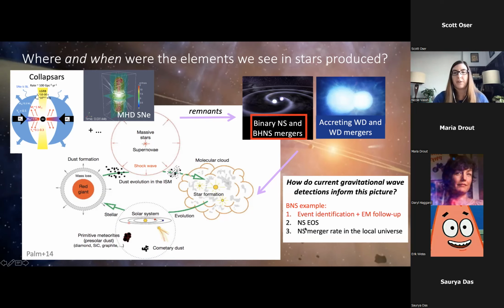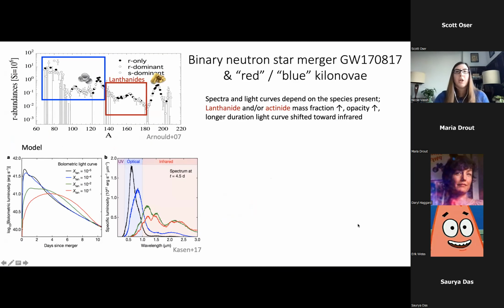So let's get started by seeing how event identification and EM follow-up has informed what we now know about heavy element nucleosynthesis. So yeah, this may be very well known to most people in this group, but I still want to go through it just because there may be some misconceptions lingering within the community that I would like to pull out of the woodwork here.